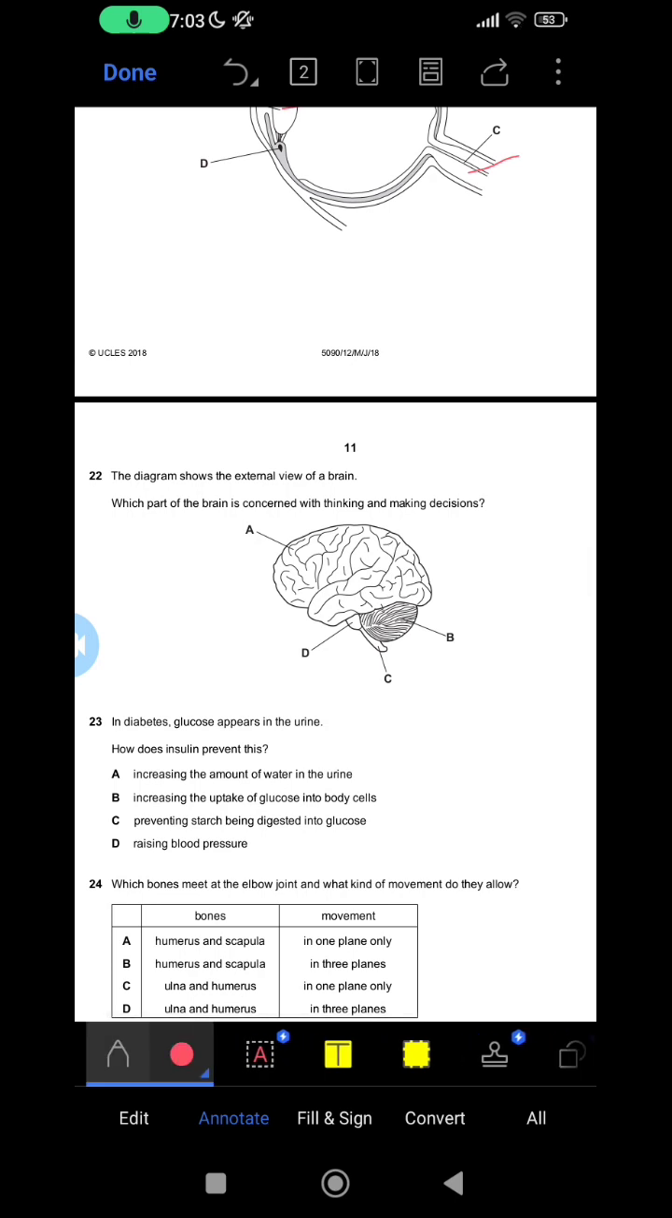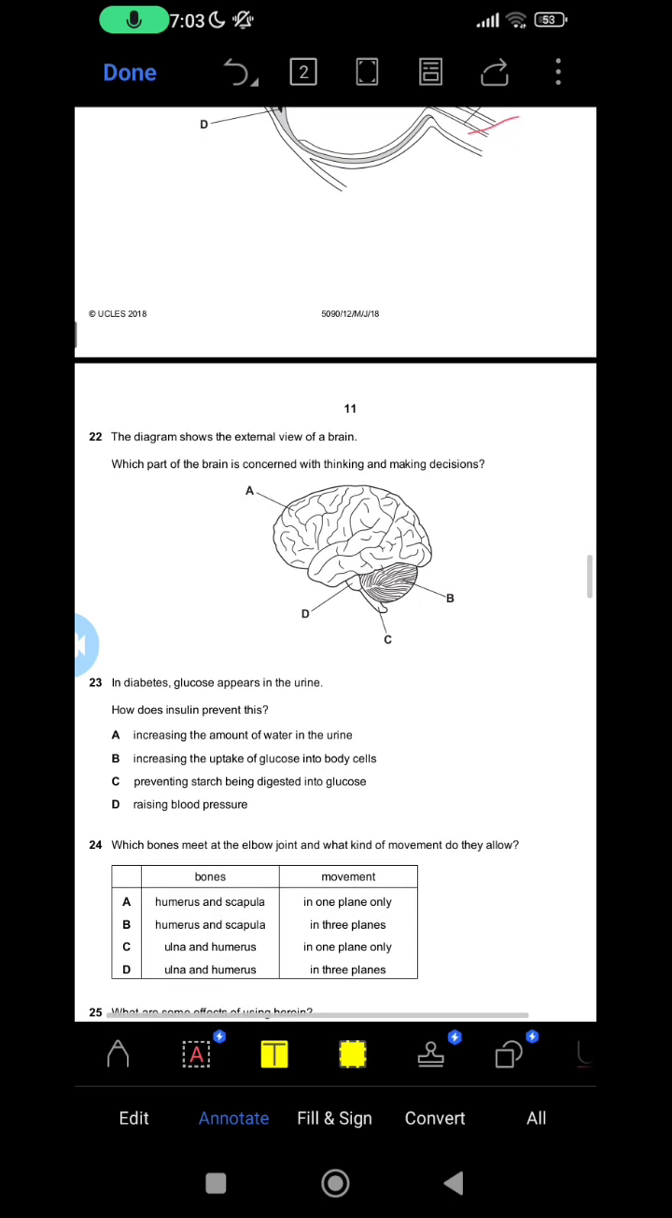21. The diagram shows the external view of a brain. Which part of the brain is concerned with thinking and making decisions? Now, as you may have studied as well, the area of the brain concerned with thinking and making decisions is the cerebrum, which is labeled as A in this diagram. So, A is the answer.